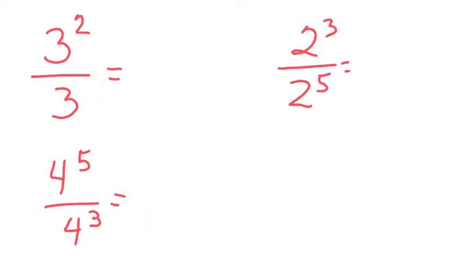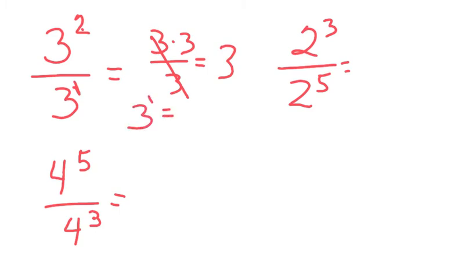Okay, let's try these. Remember, when in doubt, string it out. So that's 2 threes on top, 1 three on the bottom, cancel. That leaves you with 3 over 1, which is 3. Or you could just say 2 minus 1, which is 1. So 3 to the first, or 3.